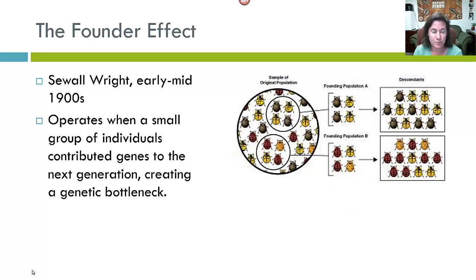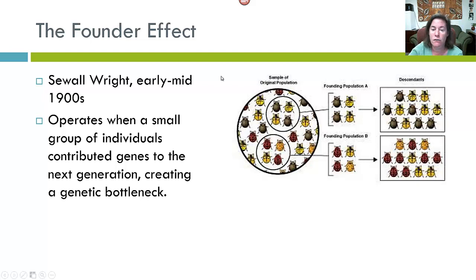As an example, let's look at the founder effect. Sewall Wright is the father of the founder effect. He's commonly called the father of population genetics, and he is from the early to mid-1900s. The founder effect operates when a small group of individuals contributes genes to the next population. And this forms what we call a kind of bottleneck.